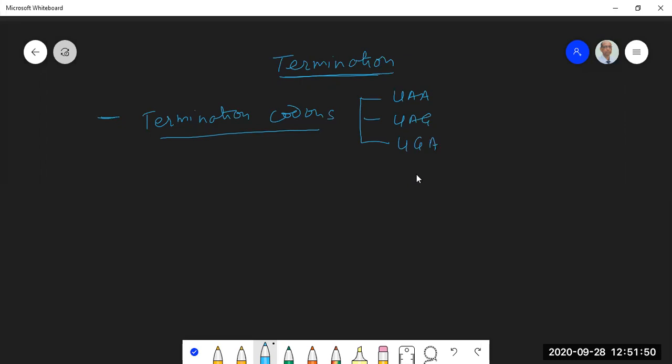Okay, so when any of these three codons is at the A site, there is no corresponding amino acid tRNA. There is no corresponding amino acid tRNA for these three codons. Corresponding amino acid tRNA is not there.